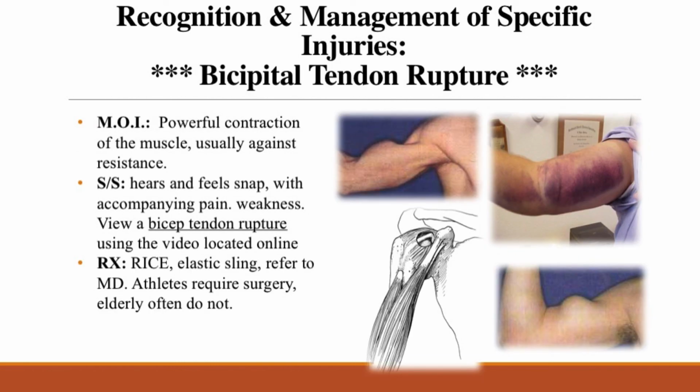A biceps rupture occurs when the athlete forcefully contracts the muscle against resistance. This is most common in gymnastics and weightlifting. The athlete will hear and feel a pop, experience pain, and weakness. A noticeable deformity will be present. Apply ice, an elastic sling, and refer the athlete to a physician. Depending on the athletic requirements, the individual may or may not need surgery. The brachialis is the primary elbow flexor, thus many athletes can function without the biceps.